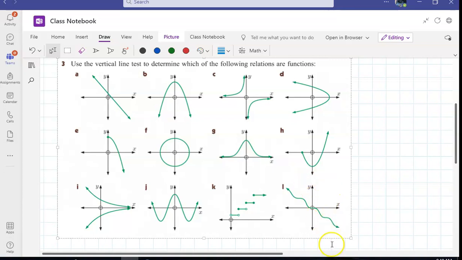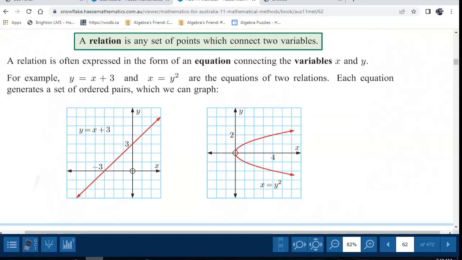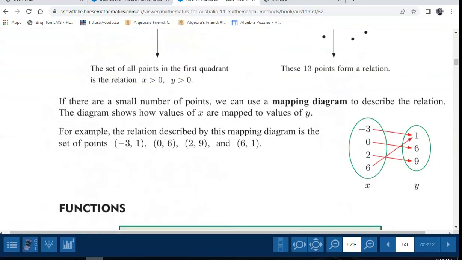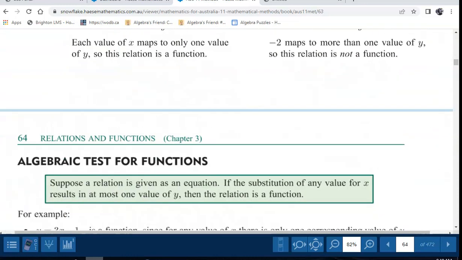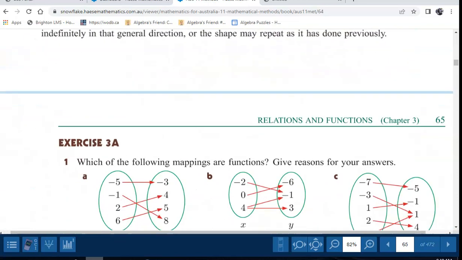Yes. Vertical line. All good. Happy with that. So nothing to see here with relations and functions. 3A, done. Oh, actually, I was going to say, just the last bit, there was an explanation, but we don't have to write anything down. Yes, vertical line, beautiful.